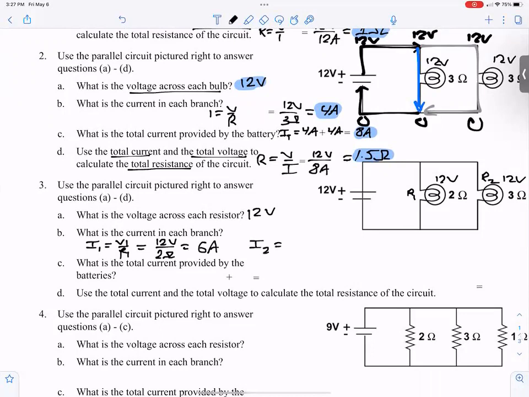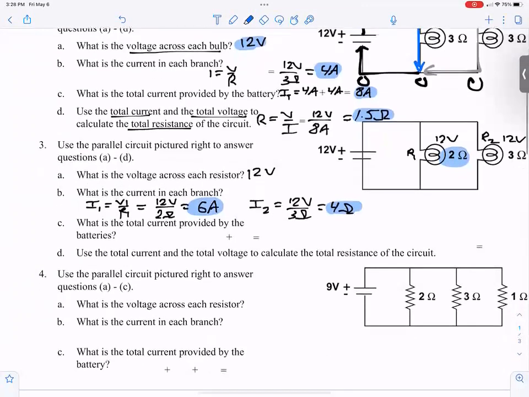The current across branch 2 would be 12 volts over 3 ohms, which would be 4 amps. That should make sense to you. The current follows the path of least resistance. We're getting more of the current in the pathway that is least resistant. The total current is still going to be summed. So I total is going to be 6 amps plus 4.